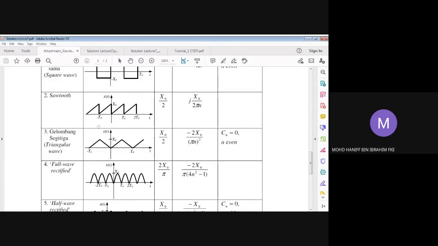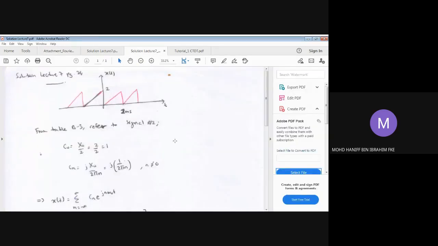Okay, number 2, we are referring to this now, where for this sawtooth function, the C naught is given by x naught over 2, and the Cn is given by j x naught over 2 pi n. So this is given from the table. So we're going to use the C naught and Cn from this table in the solution. So let's have a look at the solution for this example.